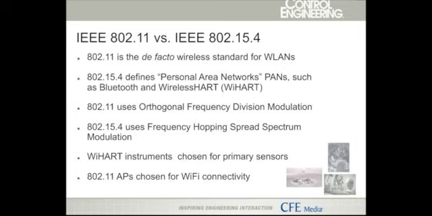So just a little bit more about 802.11 versus 802.15.4. 802.11, I think we can all agree, is the de facto wireless standard for wireless LANs. 802.15.4 defines personal area networks such as Bluetooth and WirelessHART. As I mentioned, 802.11 uses OFDM, whereas 802.15.4 uses frequency hopping spread spectrum modulation.